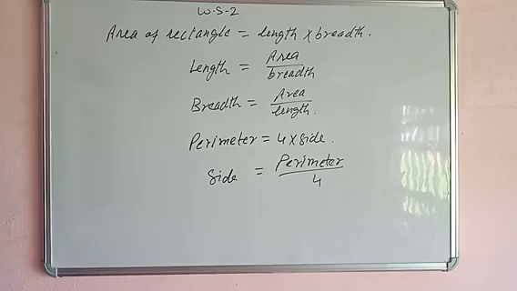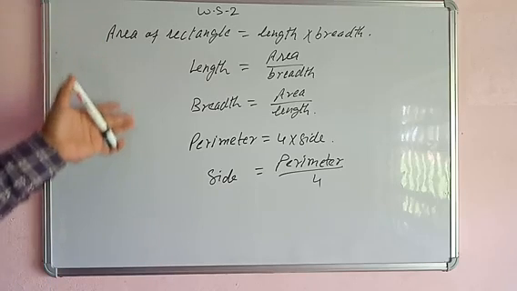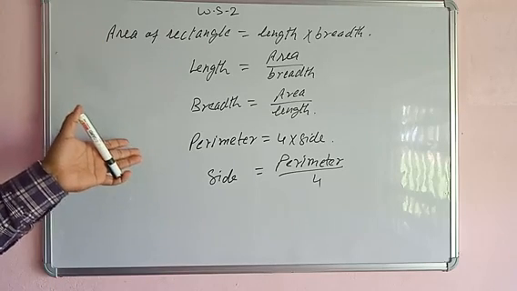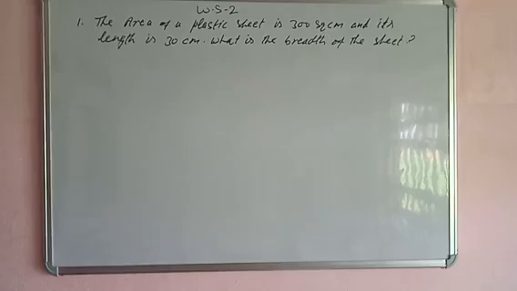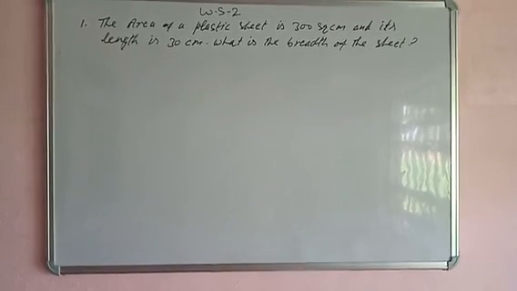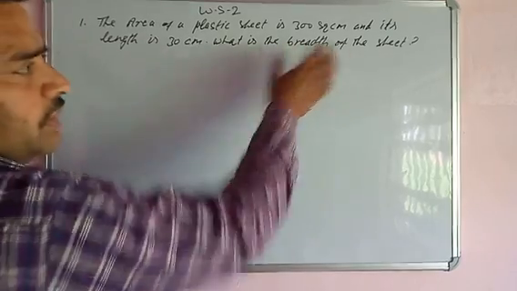So now in this video we will use these formulas to solve the questions. So let us solve some questions related to these formulas. So we have a question. The area of a plastic sheet is 300 square centimeter and its length is 30 centimeter. What is the breadth of the sheet? So area and length is given and we are going to find the breadth.